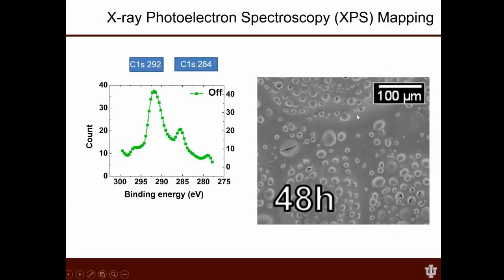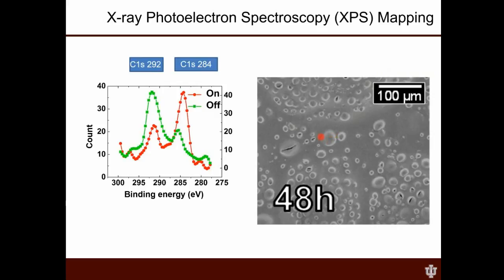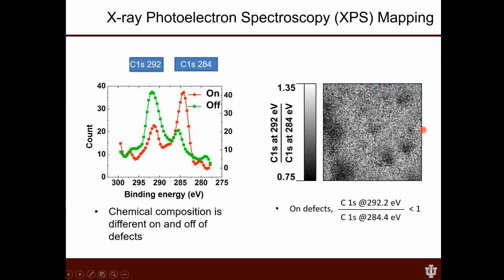If we look instead over a defect or a bubble, we see that carbon signature changes dramatically. So now the peak at 292 decreases, the peak at 284 increases. And we can assign that to specific chemistries, but I'm not going to do that today. We can also take, for instance, XPS maps. So we can take essentially a picture, and you can see that in the defect regions, there really is a pronounced difference in the ratio of the carbon at 292 to 284.